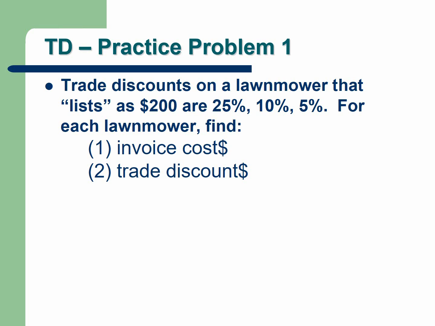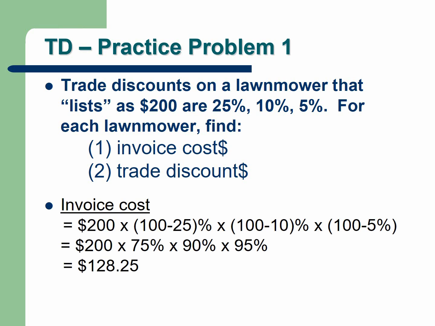Let's pause the video. Okay, so let's take a look at the answer. First, we need to calculate the invoice cost. So list price $200 times 100% minus the first trade discount 25%, times 100% minus the second trade discount, which is 10%, times 100% minus the last trade discount 5%. And this way we get $128.25 of the invoice cost.